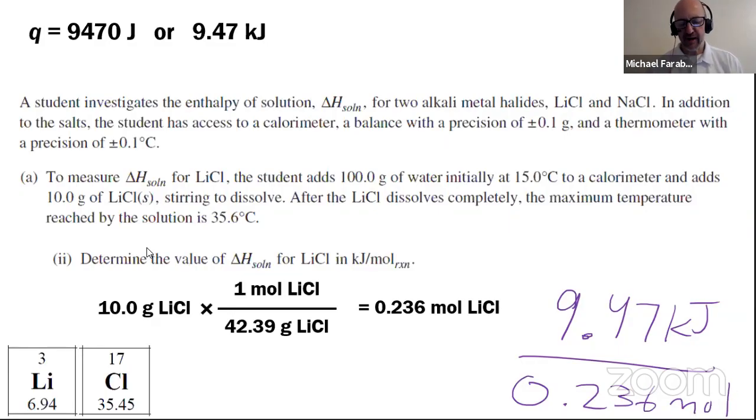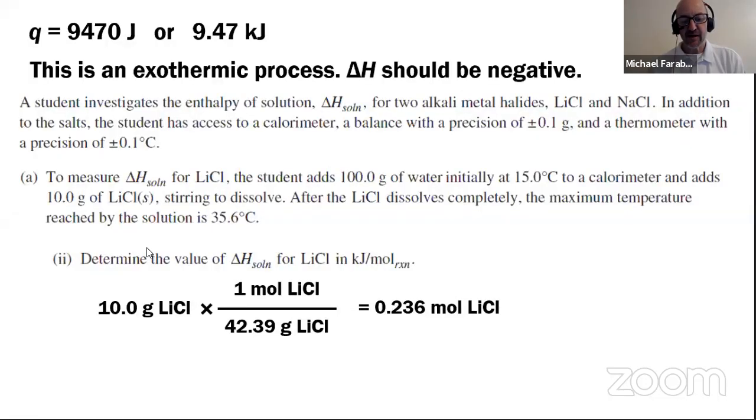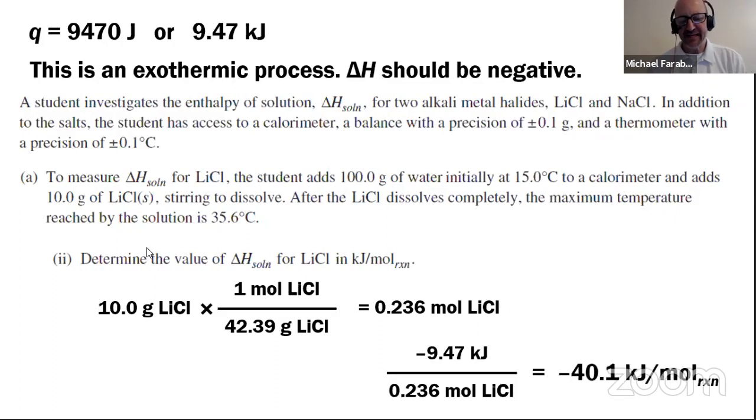Is it going to be the correct answer? Well, that depends. Is it a positive or a negative? Is it an endothermic process or an exothermic process? Remember, when a solid is dissolved in water to form a solution, the thermometer is considered to be part of the surroundings. And the surroundings got warmer. It's an exothermic process, so delta H should be negative. The correct answer is not 40.1, but rather negative 40.1. And you could say kilojoules per mole or kilojoules per mole of reaction.